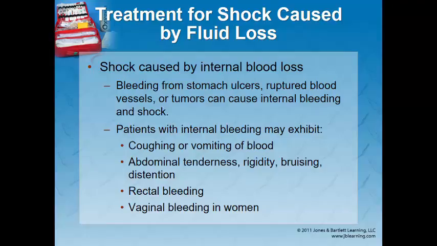If they're coughing blood, it tends to be bright red and sometimes bubbly, like if you put a straw in strawberry milk and you blew bubbles when you were a kid, or maybe you have a kid that does that, kind of frothy. Whereas vomiting of blood tends to be dark, like coffee ground emesis. The abdomen's tender, rigid, or bruising. They may have rectal bleeding, or in women, vaginal bleeding, and these can be signs of internal blood loss.